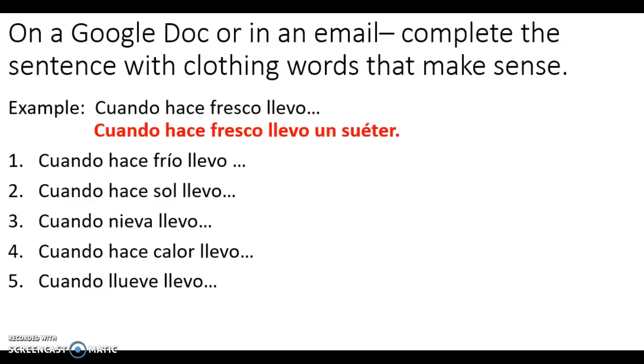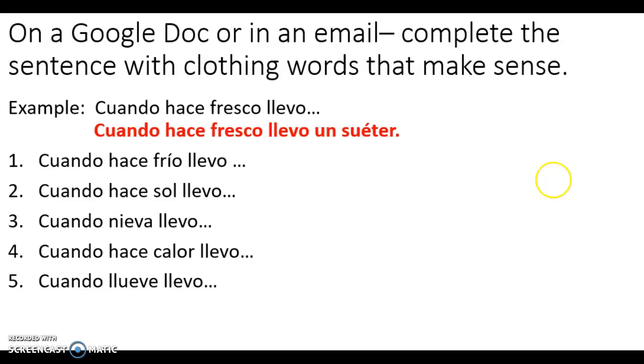Okay, so here is your assignment. On a Google Doc or in an email, either way, you're going to have 15 of these total. For the first thing, you're going to complete the sentence with clothing words that make sense. So example, cuando hace fresco, llevo. If you go back to your weather notes, hace fresco is when it's cool. So cuando hace fresco, llevo un suéter. That would make total sense.